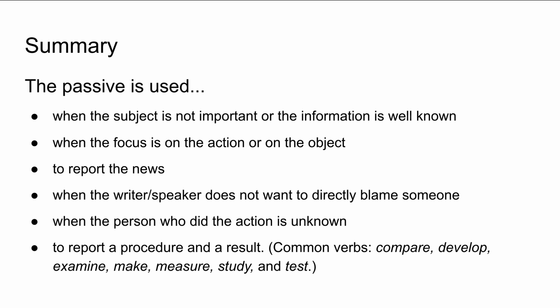So quickly to summarize, when is the passive used? The passive is used when the subject is not important or the information is well known. When the focus is on the action or on the object. To report the news. When the writer or speaker does not want to directly blame someone. When the person who did the action is unknown, and to report a procedure or a result.